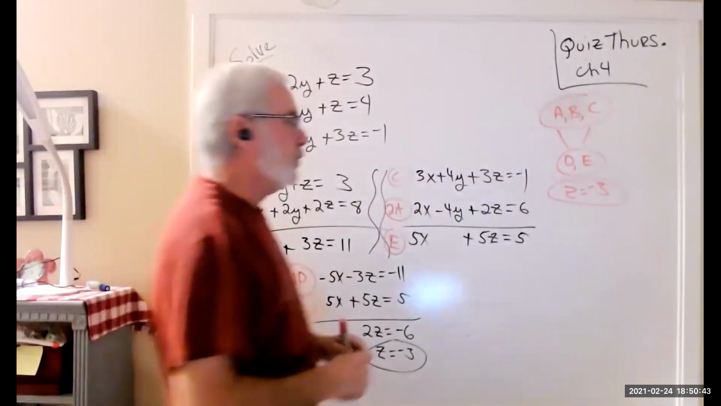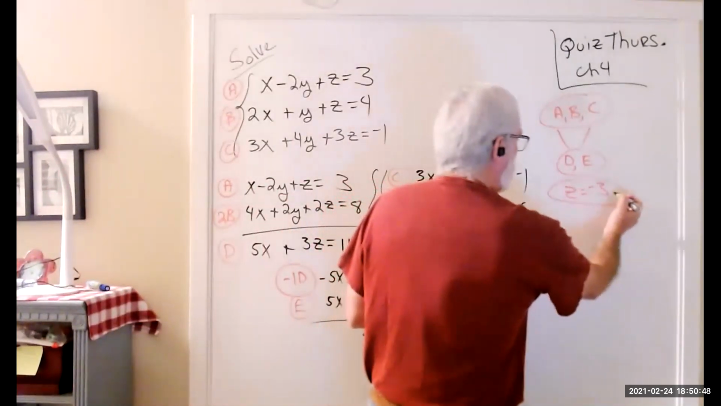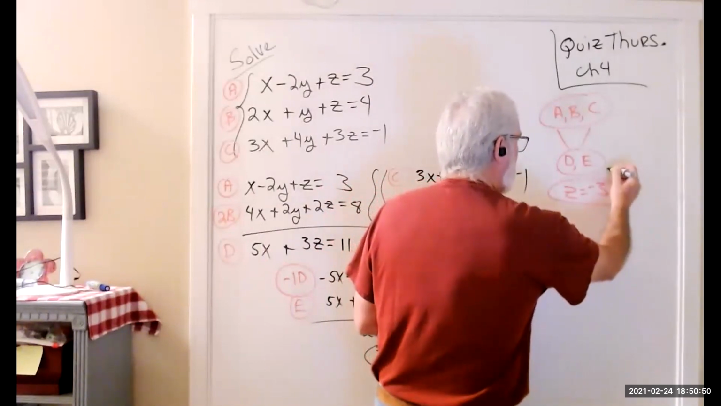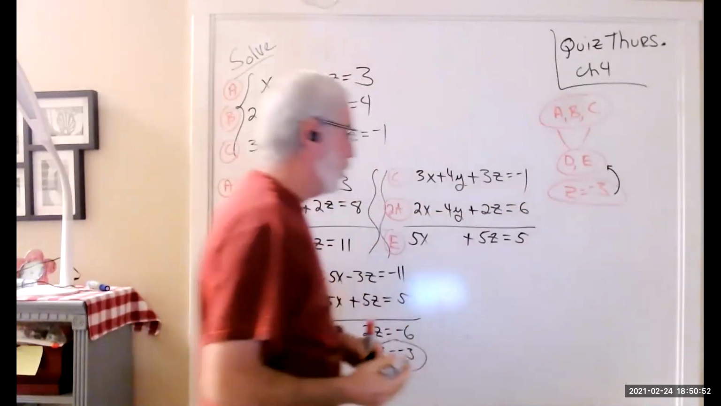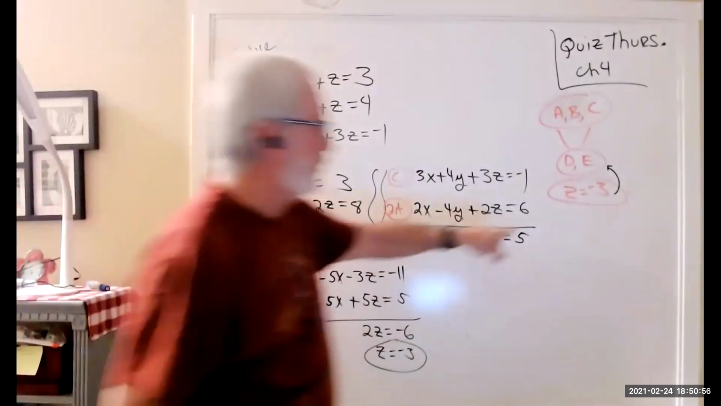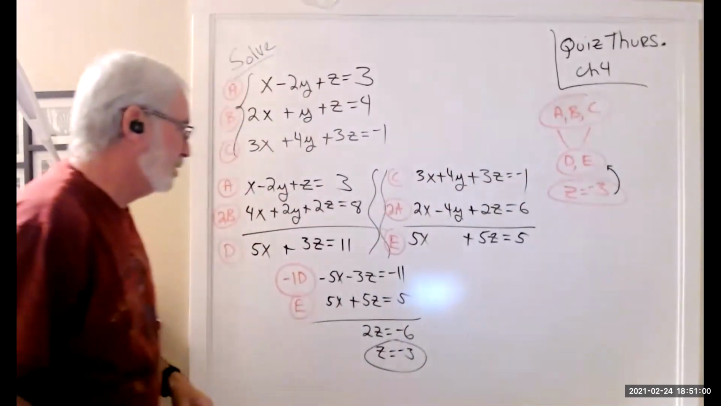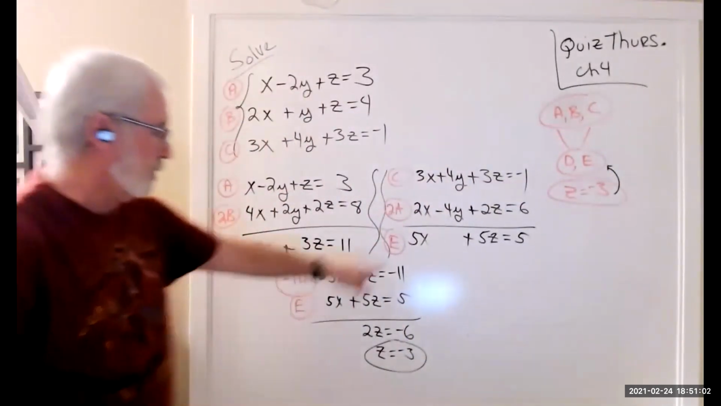So then we use the process called back substitution. It's a fancy word for you plug -3 into either D or E. It doesn't matter which one. You plug Z is -3 into D or E to get an answer. I'm going to plug it into E.